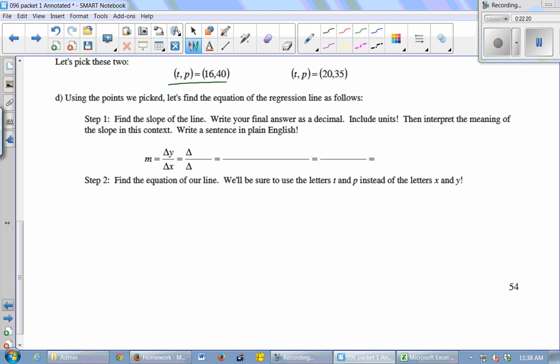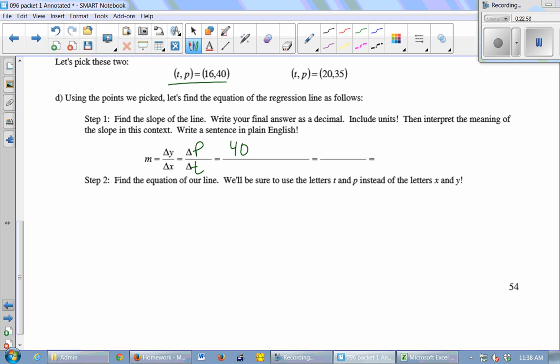Okay, so using those points, we find the equation of the line. Step one for finding the equation of any line is to determine its slope, right? And if I have two points, slope is change in y over change in x. But for us, the variables aren't x and y, they are t and p. So I'm actually looking for change in p over change in t. All right, so now the change in p, I subtract the p coordinates. And again, you can go in either order, 40 minus 35 or 35 minus 40, as long as you do the same order for the x coordinates.